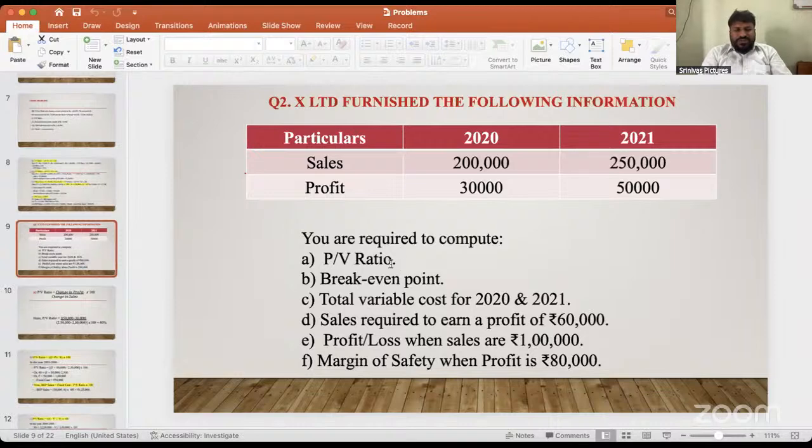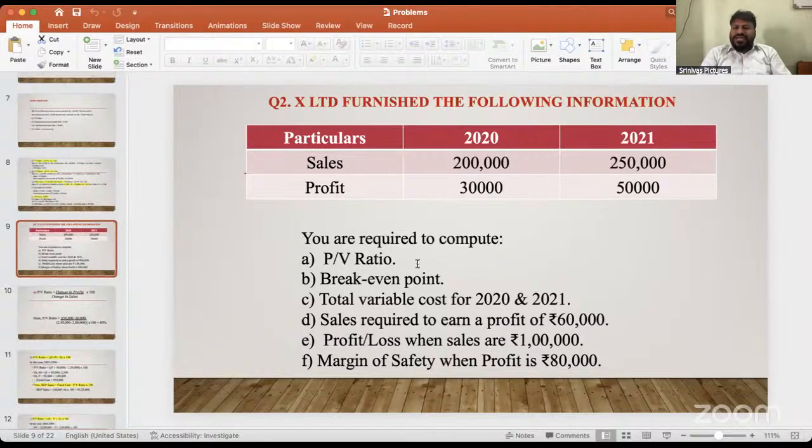That is PV ratio. For the calculation of PV ratio, what do we require? The change of profit divided by change of sales. So how do we calculate the change of profit? The difference is 50,000 minus 30,000, which is 20,000, and the change in sales is 2,50,000 minus 2,00,000, which is 50,000. So 20,000 divided by 50,000, that is 40%, is the PV ratio.